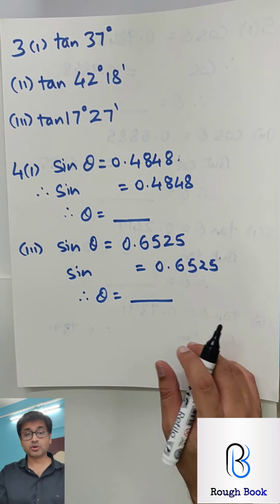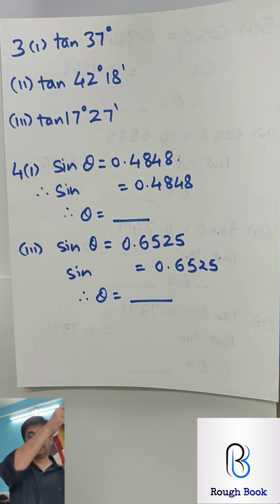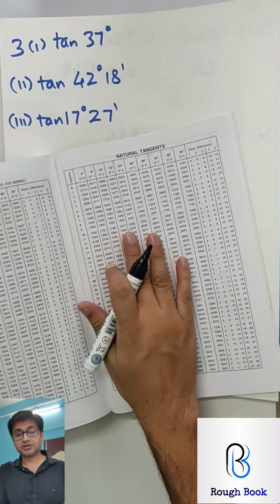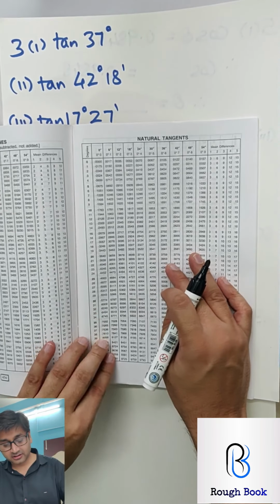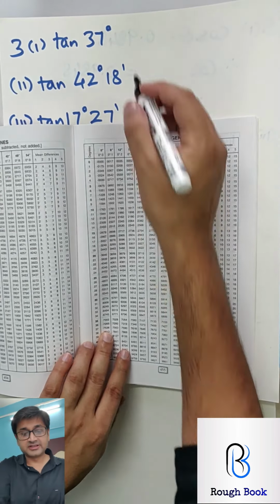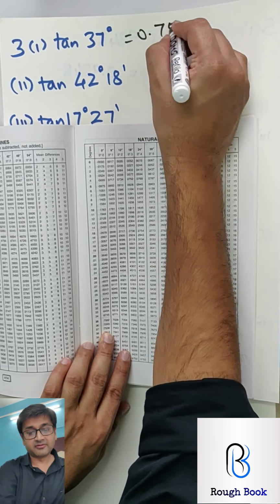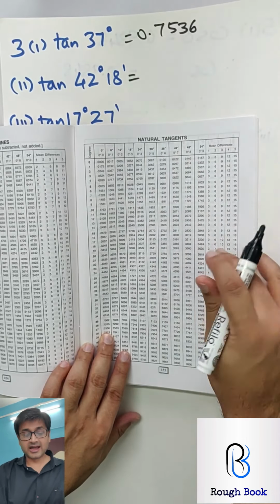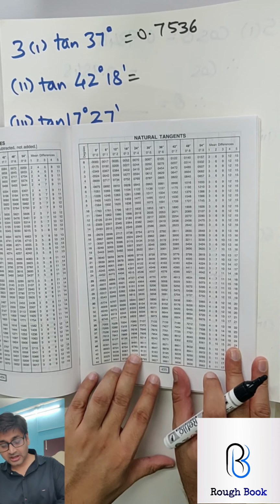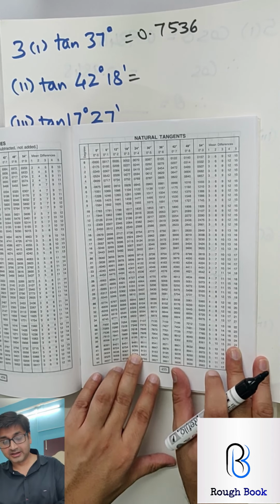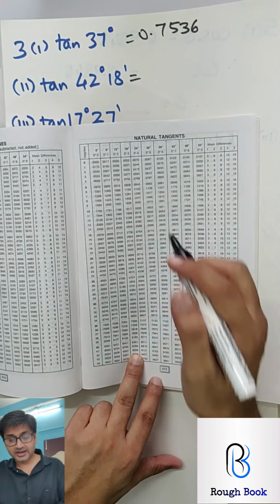Let's go with the tan. For tan, you don't have to subtract, you have to add the mean difference just like sine. So here is your tan table. So tan 37. Let's look at tan 37. 7536, so 0.7536. Tan 42 18. So 42 18, 9099, is it? 18, yeah, 9099.